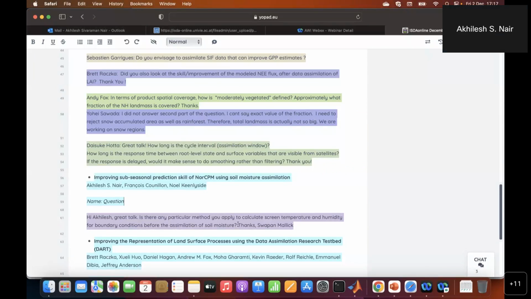Okay, there is one here. Great talk. Is there any particular method you apply to calculate skin temperature and humidity for boundary conditions before the assimilation of soil moisture? No, I guess since it's a coupled model, we don't explicitly do the boundary conditions for temperature. We are just updating the soil moisture in the 10 soil layers of CLM, and it just propagates into the temperature profiles.